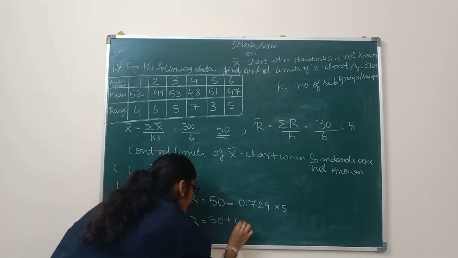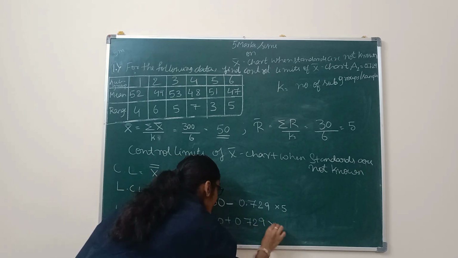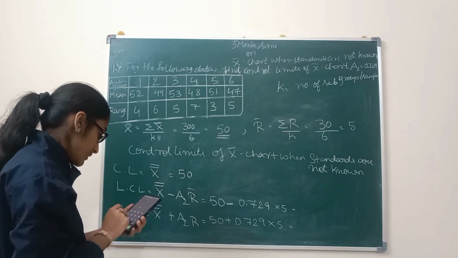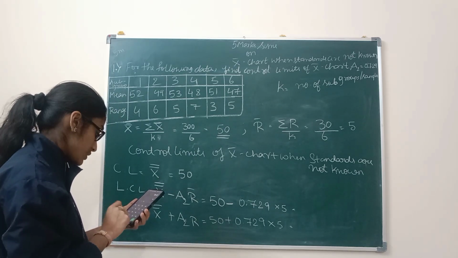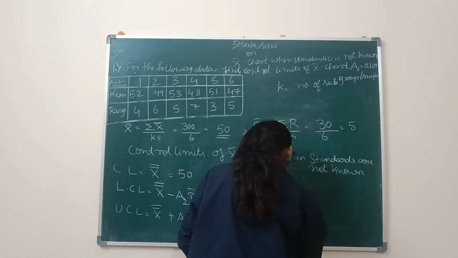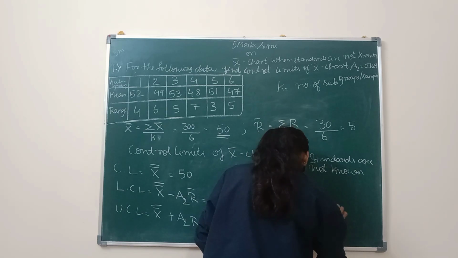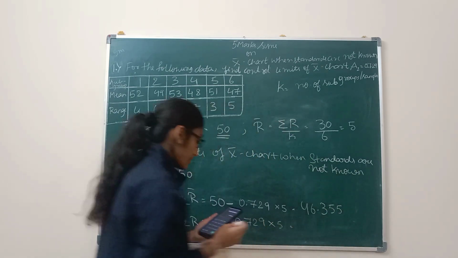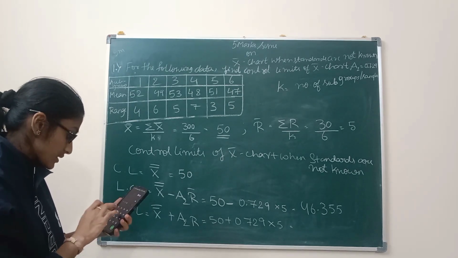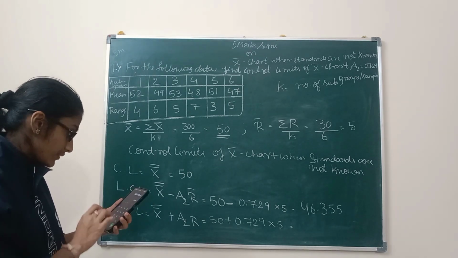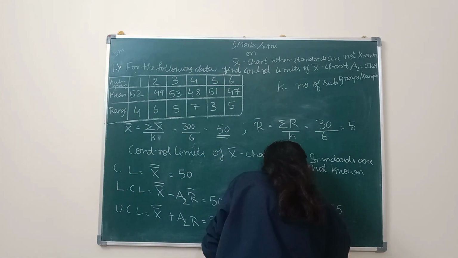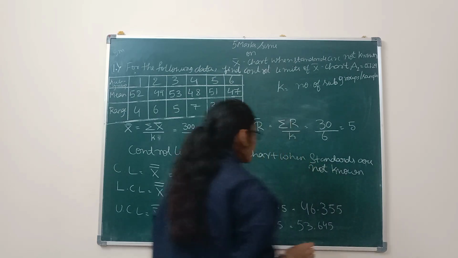Next, let me substitute for this. 50 plus 0.729 into 5. Let us solve. 50 minus 0.729 into 5. Use your scientific calculator so that you can calculate directly. With the scientific calculator we'll get 46.335. Next 50 plus 0.729 into 5. We have got 53.645. I hope till here it is clear.